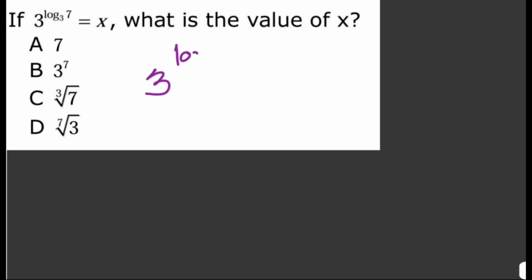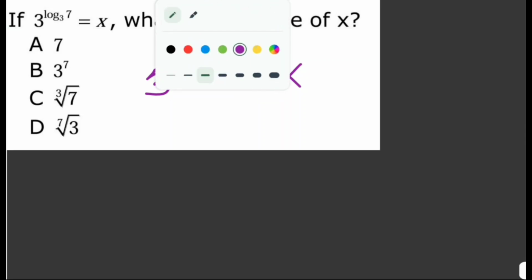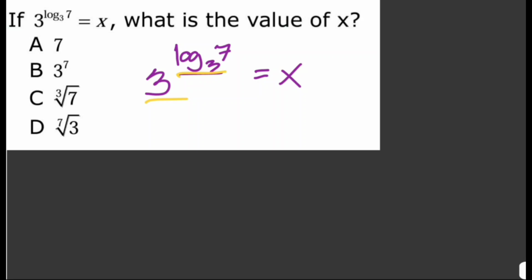3 to the power of logarithm of 7 to the base 3 is equal to x. What is the value of x? Take note here that these are inverses. We're given an exponential function with base 3 and the logarithmic function with base 3. And therefore, they are just inverses of each other. So they essentially cancel each other out when applied in succession, leaving the argument of the logarithm, which is 7, as the result. Therefore, x here is equal to 7. So the answer here is letter A.